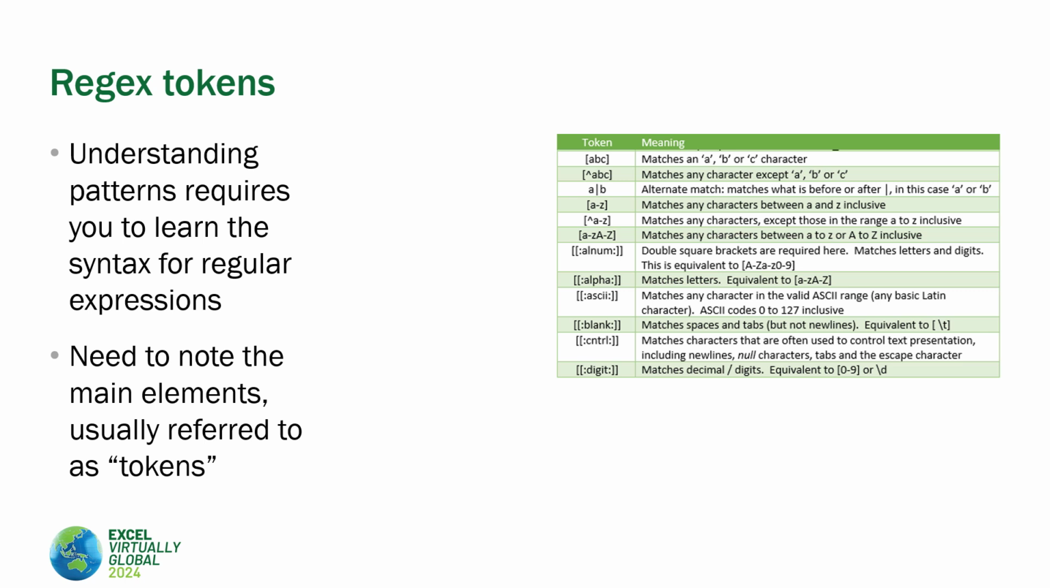It's matching what is either before or after the pipe, in this case, either A or B. Match that. And if you have in square brackets A to Z, that matches any characters between A and Z inclusive, but it is case sensitive.